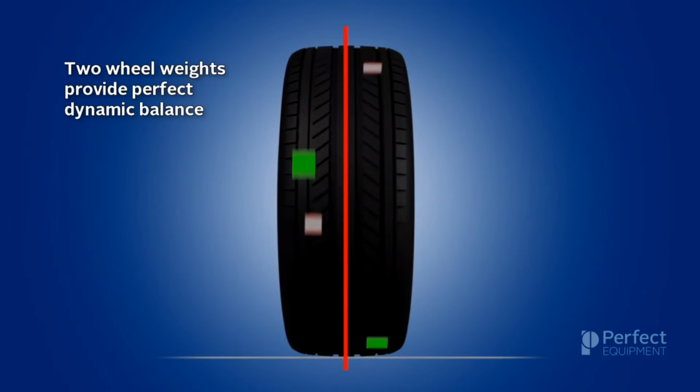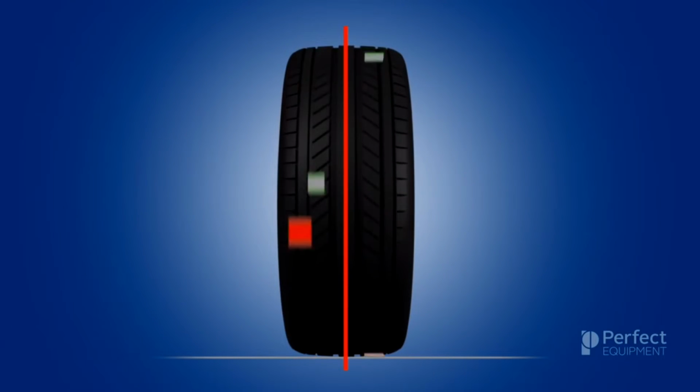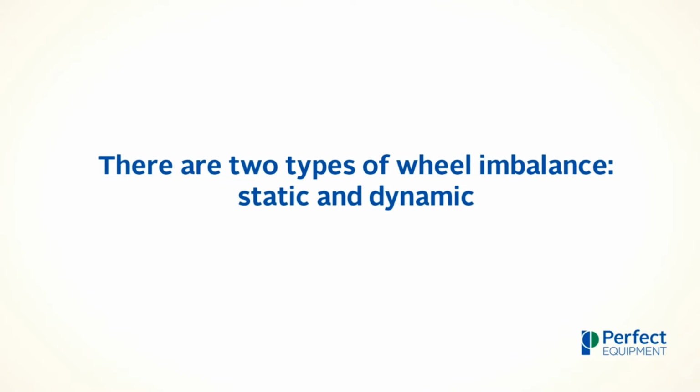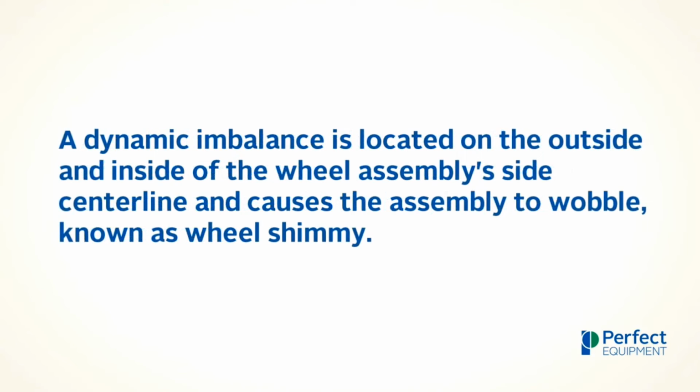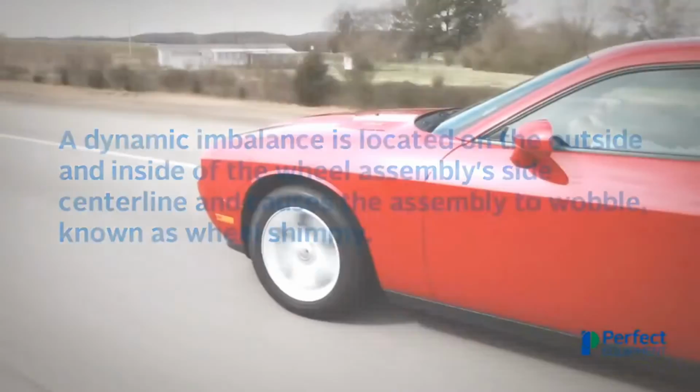When discussing the causes of wheel imbalance, it is important to remember that there are two types of wheel imbalance, static and dynamic. A static imbalance is located on the outside of the wheel assembly circumference and causes the assembly to hop, known as wheel tramp. And a dynamic imbalance is located on the outside and inside of the wheel assembly side center line and causes the assembly to wobble, known as wheel shimmy.